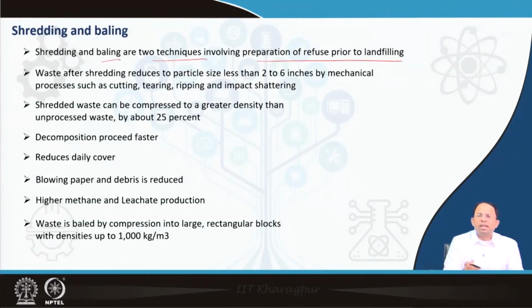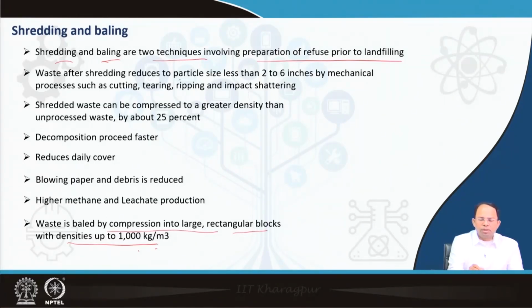And baling means compacting the waste into some volume, which is maybe a rectangular or squarish block, with higher density. So waste can be baled by compression into large rectangular blocks with densities up to 1000 kg per meter cube. So that is how we can do first shredding and then baling, which helps in organizing the waste in compact units which could be stored into the cells of the landfill site.